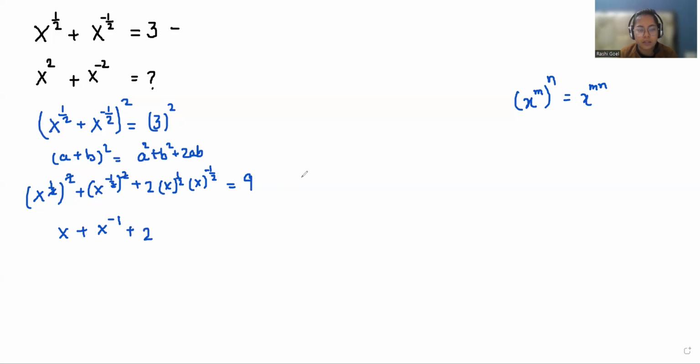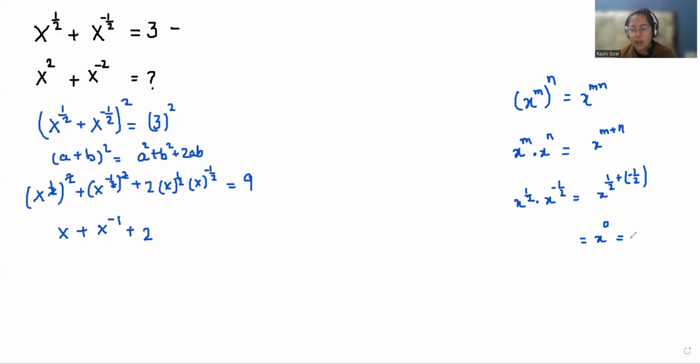plus 2 times, and again I'm using the exponent rule, that is x power m times x power n is equal to x power m plus n. So x power 1 by 2 times x power minus 1 by 2, we can write it as x power 1 by 2 plus minus 1 by 2. So x power 0, and that is equal to 1.